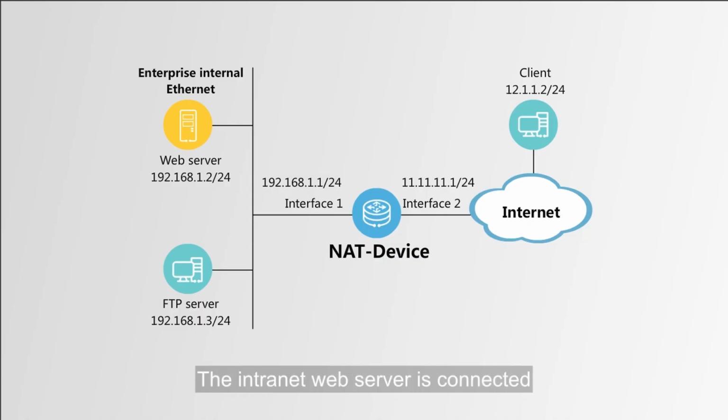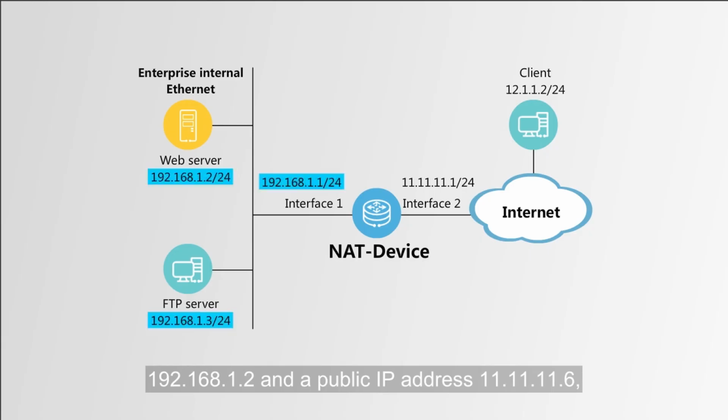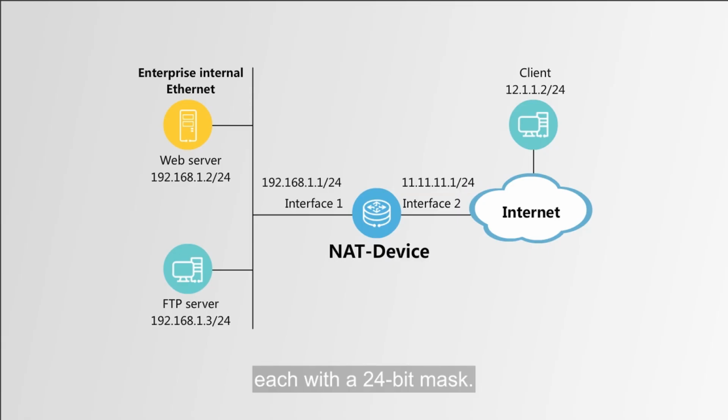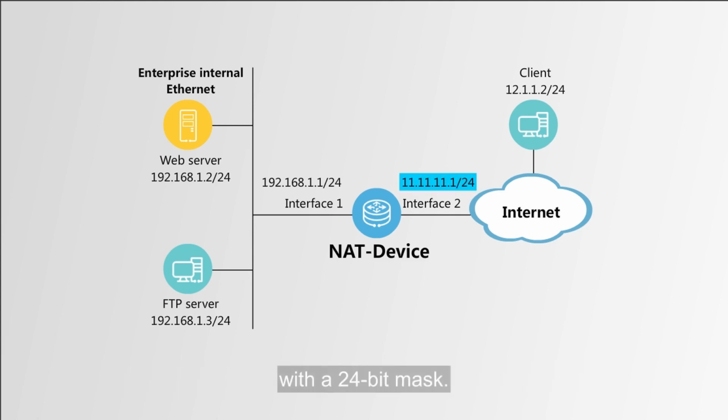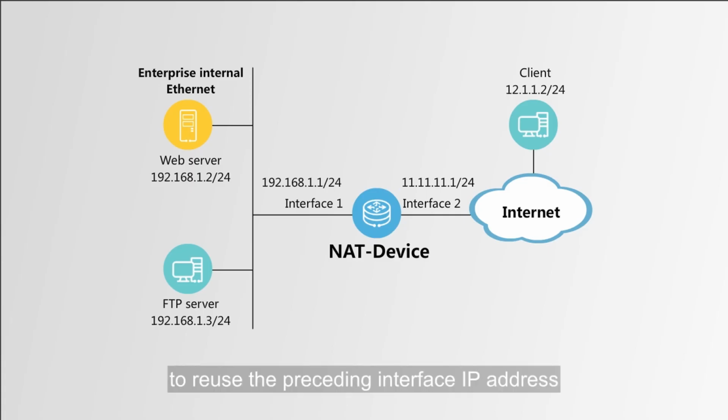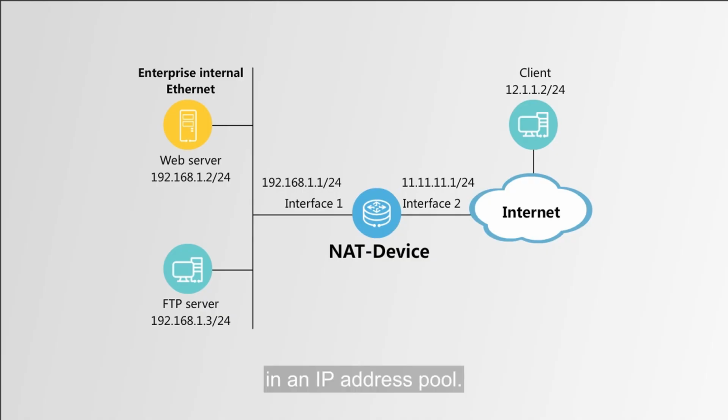The intranet web server is connected to the Internet through the NAT device. The web server is assigned a private IP address, 192.168.1.2, and a public IP address, 11.11.11.6, each with a 24-bit mask. An interface connecting the NAT device to the Internet is assigned an IP address, 11.11.11.1, with a 24-bit mask. NAT easy IP is configured to reuse the preceding interface IP address in an IP address pool.